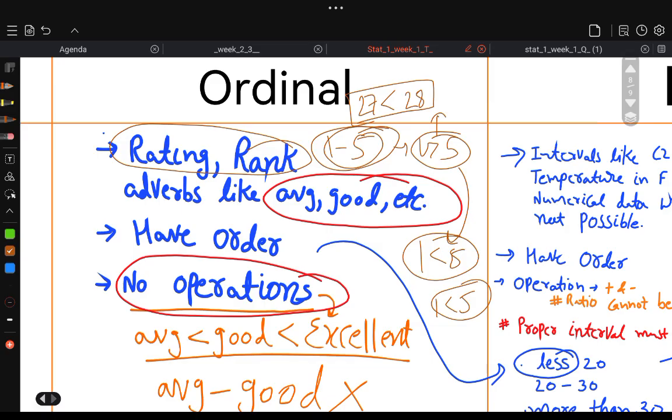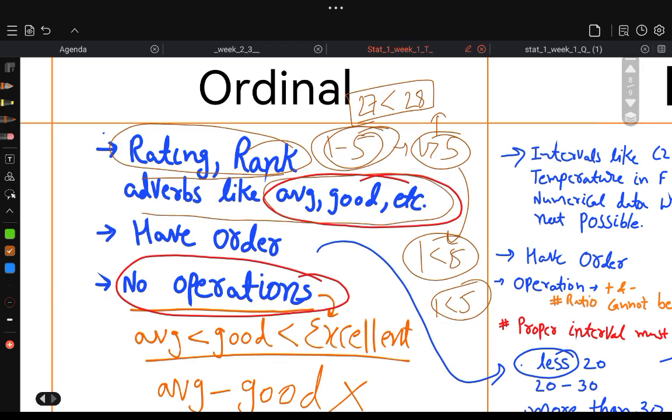Both ordinal scale and nominal scale come under the categorical part, whereas the latter two scales come under the numerical part. So for looking at the ordinal scale, things like rating or rank and the adverbs used like average, good.